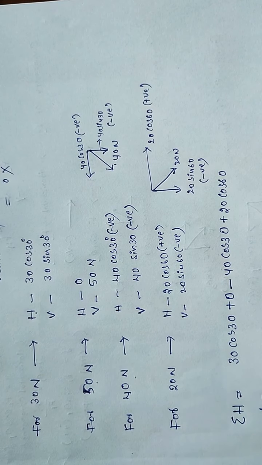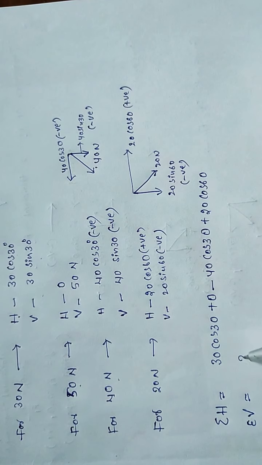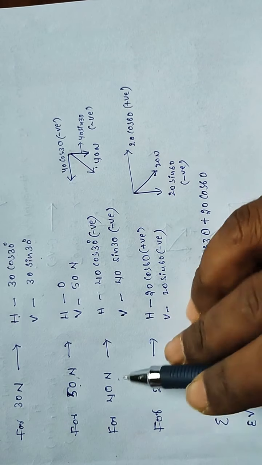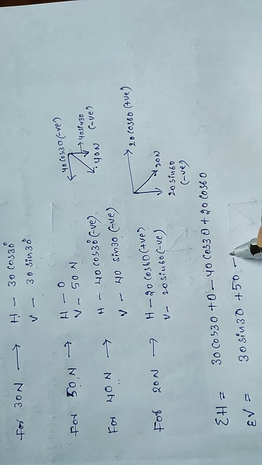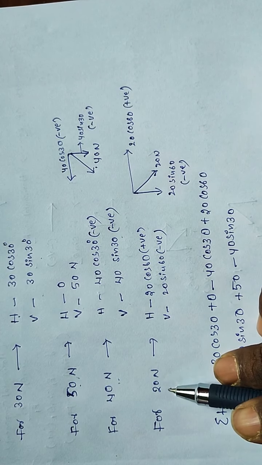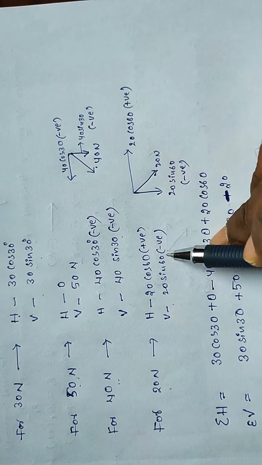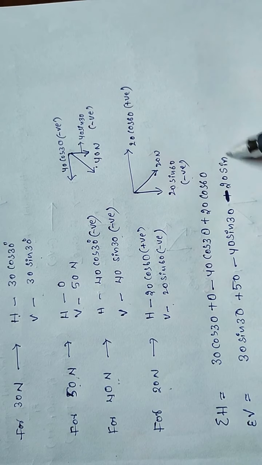Sigma V, summation of vertical components. For 30 Newton vertical component is 30 sin 30 and it is a positive value. For 50 Newton vertical component is 50. For 40 Newton vertical component is 40 sin 30 and it is a negative value, so minus 40 sin 30. For 20 Newton, 20 sin 60 acts downward. So that's why negative value, minus 20 sin 60.